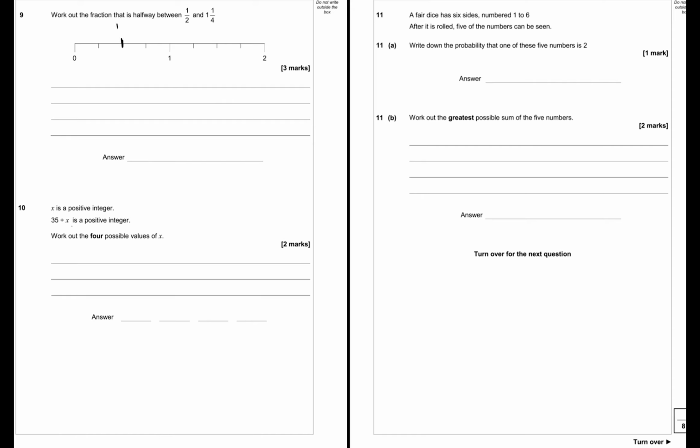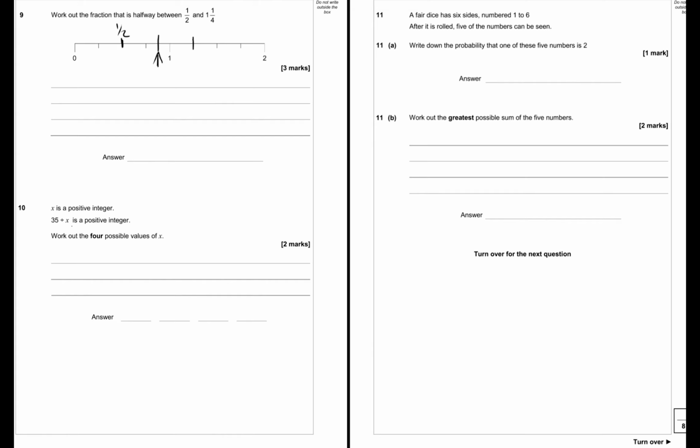So that's 1/2. And where is 1 and 1/4? So that will be here. So we want to work out the fraction that's halfway between them. So halfway between them is going to be here, isn't it? Okay, so we want to find what is this point.